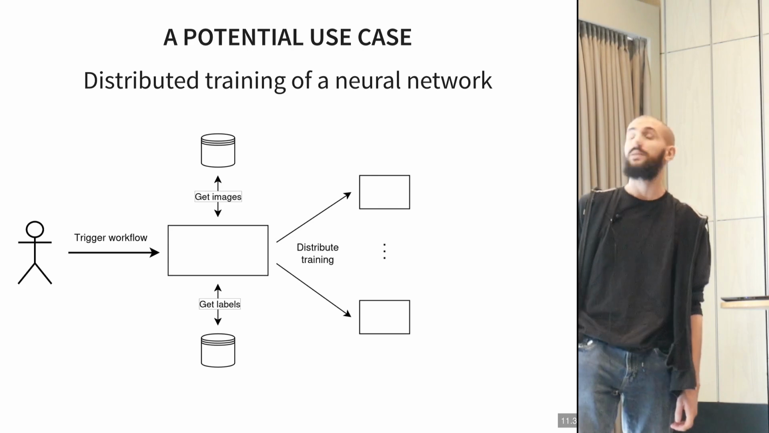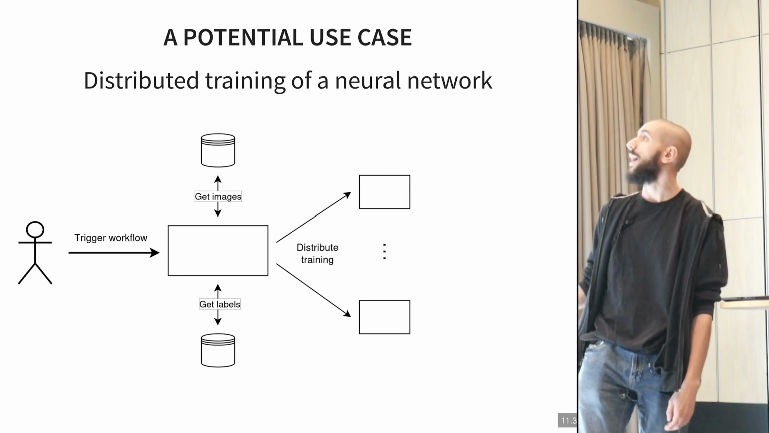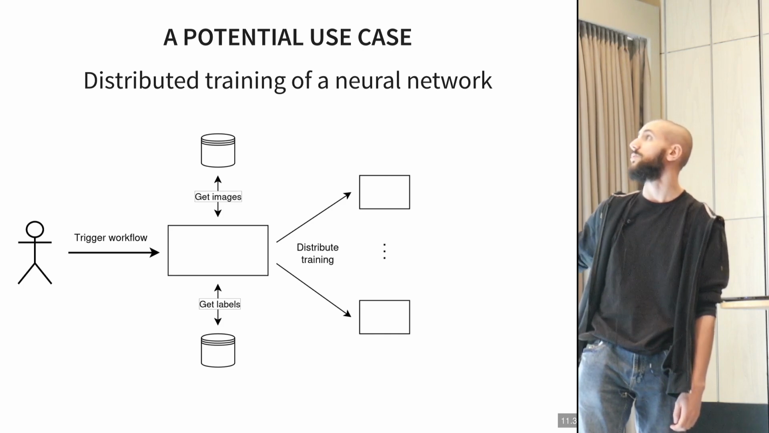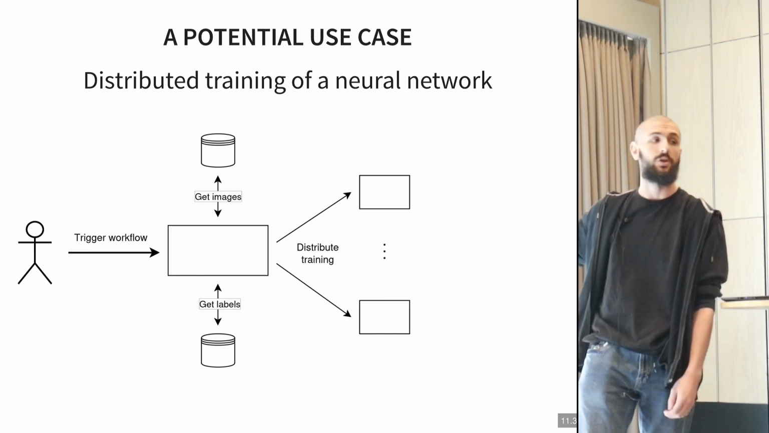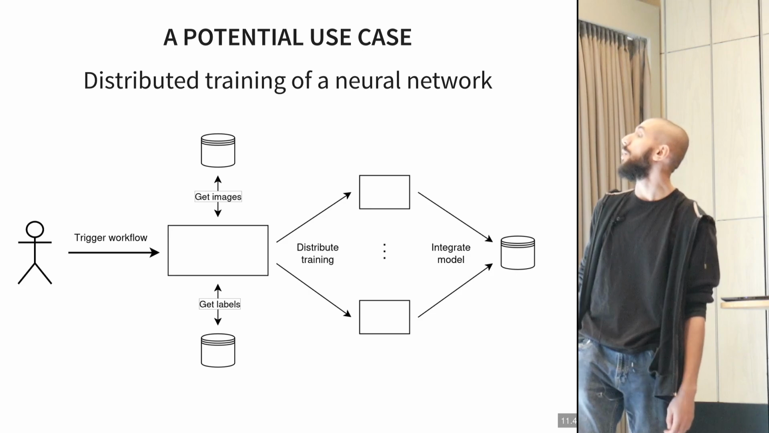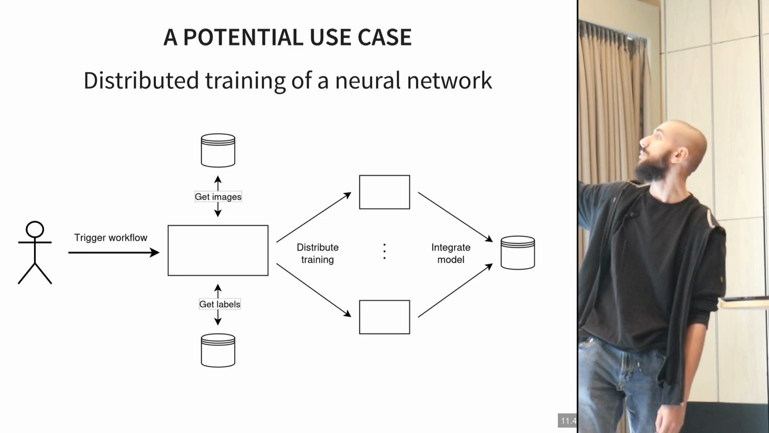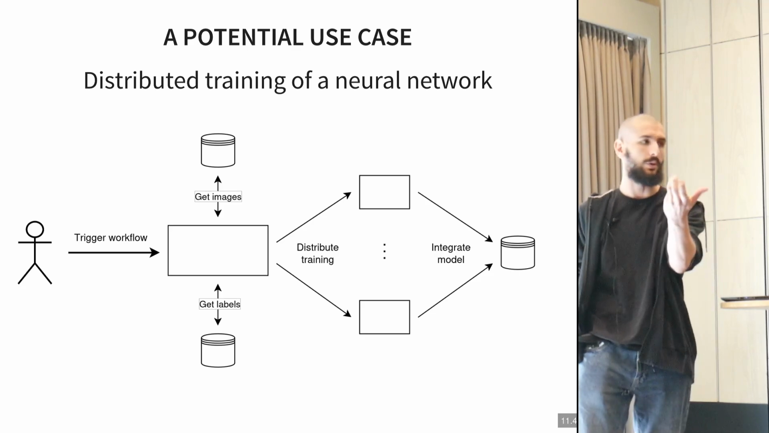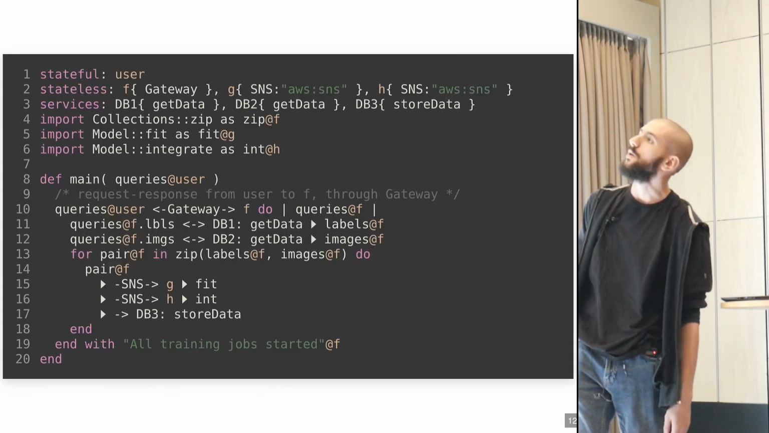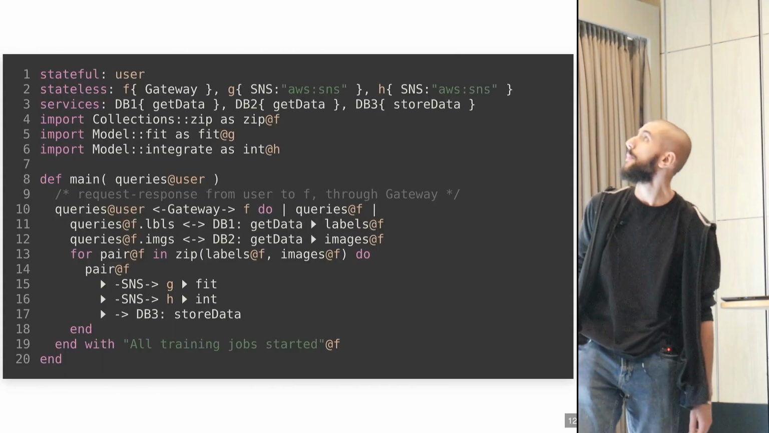Then I want to split this dataset into separate batches, and I want to send these batches to separate workers to perform the partial fits. Then I want to take the results of all these partial trainings and integrate them in a final database to have the complete model. Now, the code would look something like this.